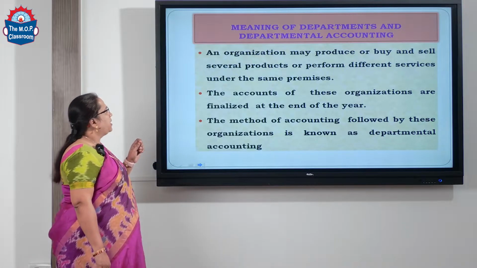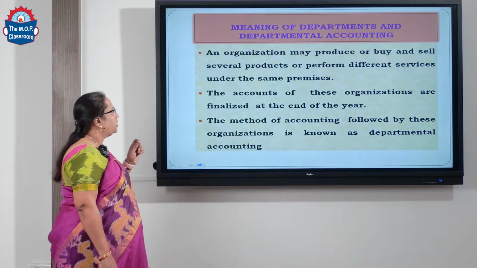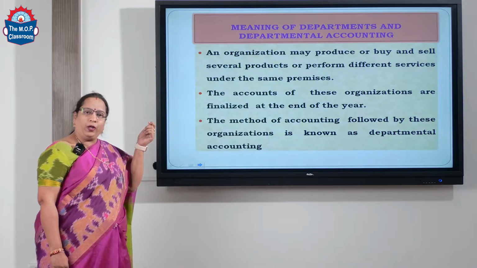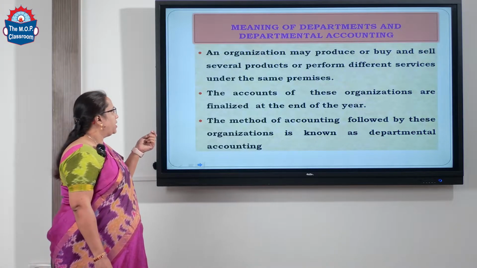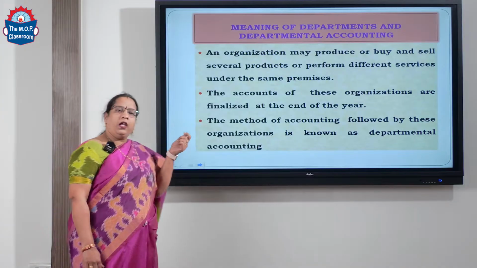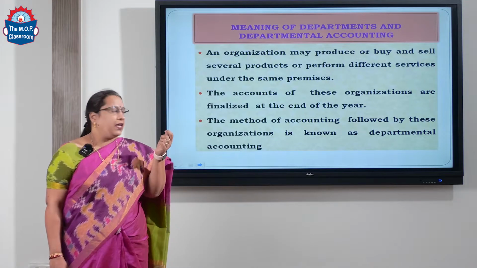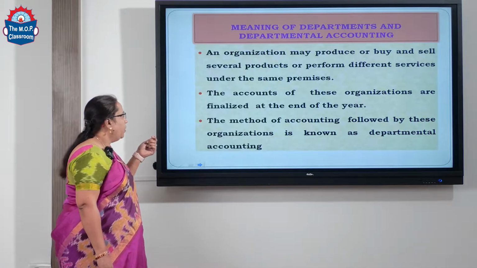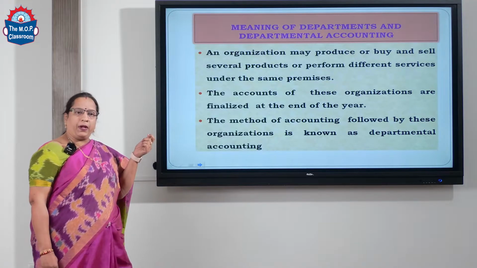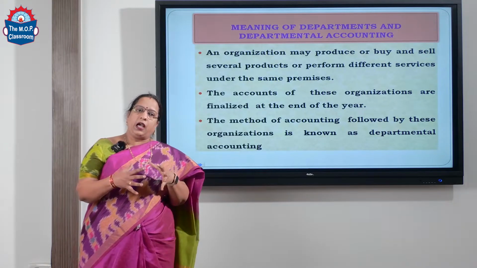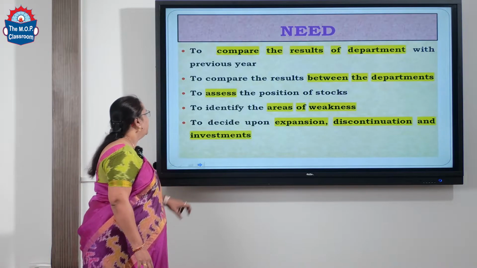It is an organization which may produce or buy and sell several products or perform different services under the same premises. As I told you, it will all be concerned within the same premises. The accounts of these organizations are finalized at the end of the year. Even in departmental accounting, it is compulsory that we finalize the accounts within the same year. The method of accounting followed by these organizations is known as departmental accounting. So when we comprise the accounts of all the departments together, we call it departmental accounting.